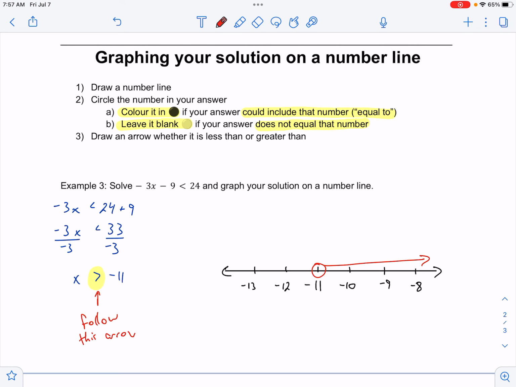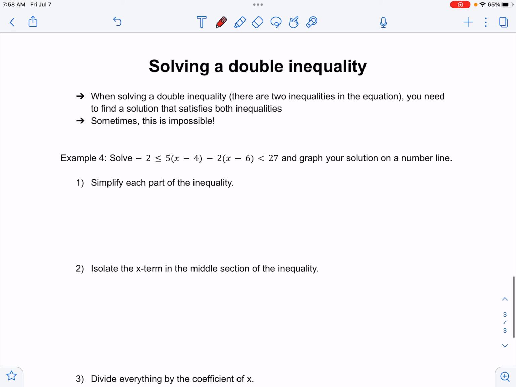Last concept we're going to address here, solving double inequalities. So double inequalities are basically inequalities or equations where there are two inequalities in the equation. So look at that first example here. We've got 2.